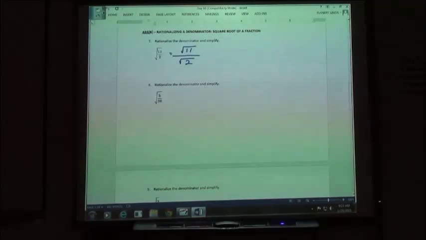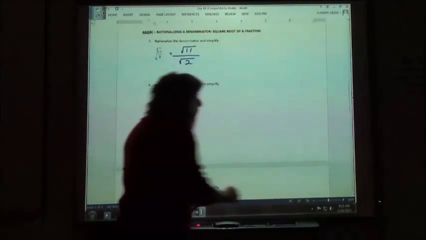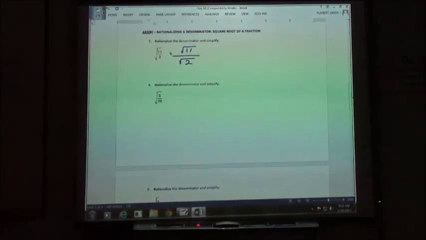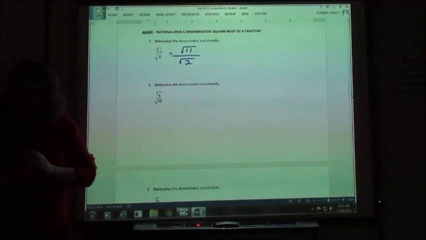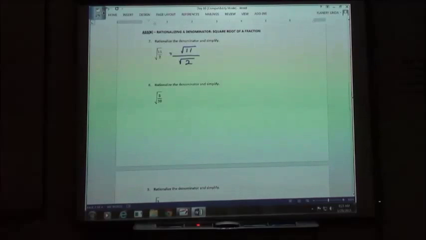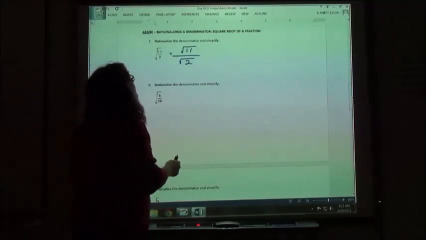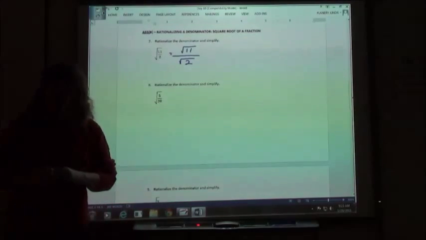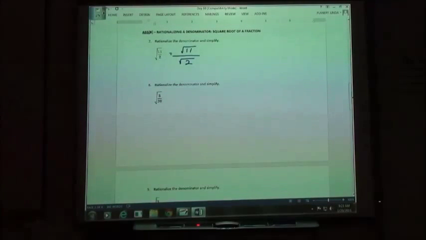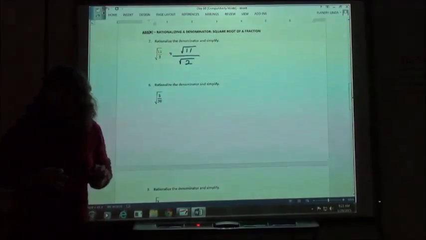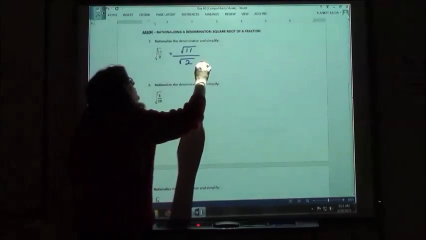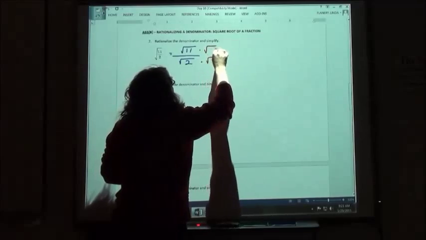I then want to rationalize the denominator, so I'm going to multiply by the square root of 2. When it says rationalize the denominator, they want you to make the denominator so it doesn't have that square root anymore, so that's why we make it that perfect square. So we're going to multiply by the square root of 2, both on the top and on the bottom.